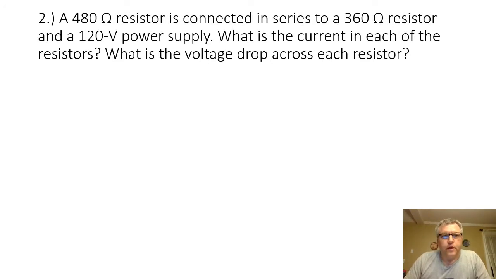Problem 2. A 480 ohm resistor is connected in series to a 360 ohm resistor and a 120 volt power supply. What is the current in each of the resistors, and what is the voltage drop across each resistor? So this problem is going to be solved the same way the previous problem was solved.